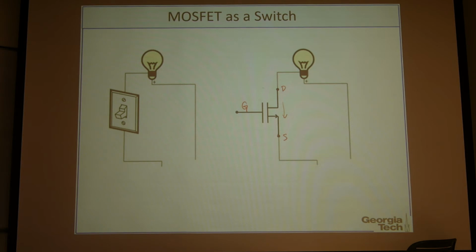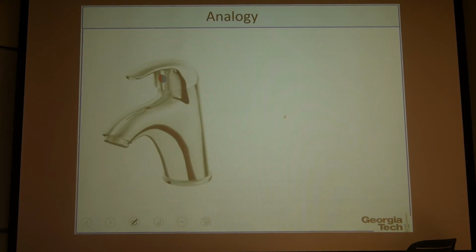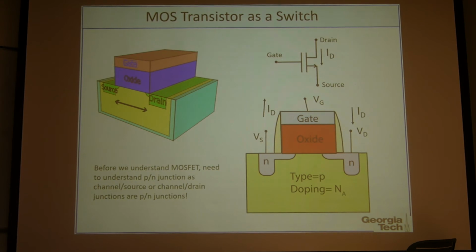Essentially, you control the current flow or block the current flow here. Or you can make another analogy here, right? If you have a faucet here, then let's say where is the gate, where is the source and the drain. You can imagine that this is the gate, and then you have a drain here and the source here. So you have the current flow, and then you can control the current flow on or off. So that is exactly the same function as the MOSFET. So it's a switch, essentially.